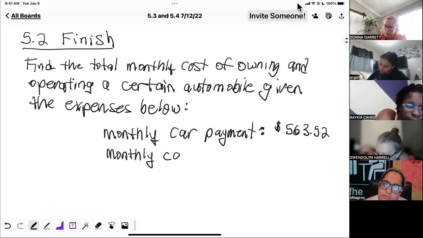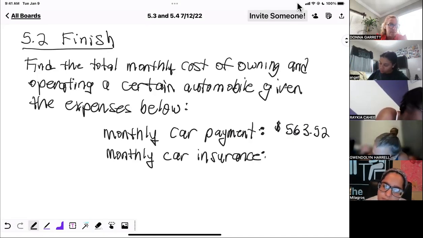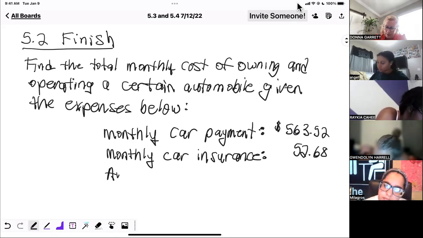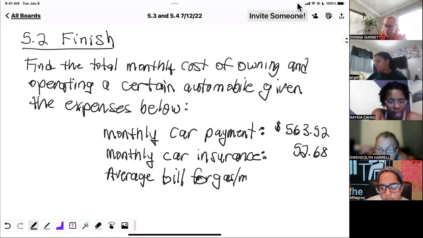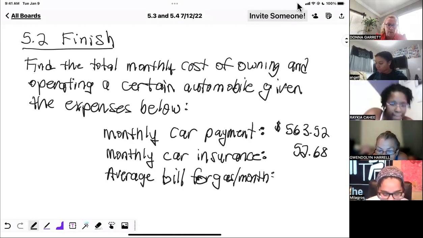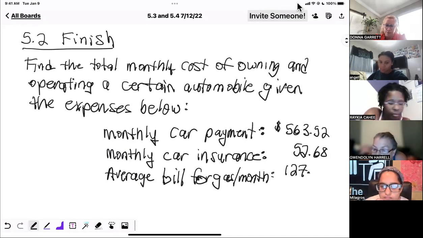Monthly car insurance: $52.68. I think I spend more than that. Okay, now this is a really old problem, so this is probably not going to be right. Average bill for gas per month: 127. Whoops, that looks bad. $127.50.